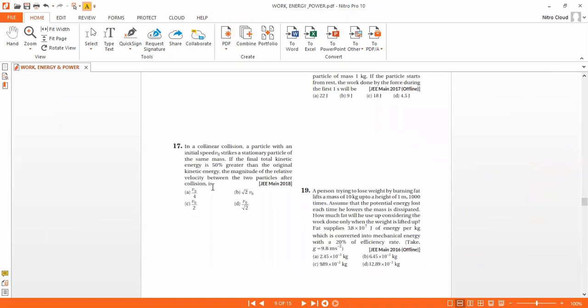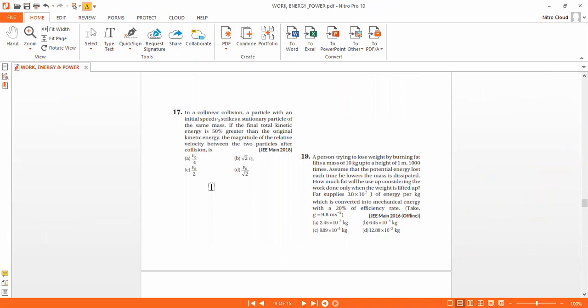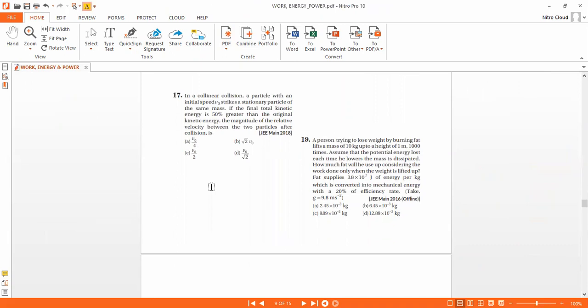In a collinear collision, a particle with an initial speed strikes a stationary particle of the same mass. If the final total kinetic energy is 50% greater than the original kinetic energy, then find the magnitude of the relative velocity of the two particles. Okay. Initially, in a collinear collision, that means the direction of the particle is the same.